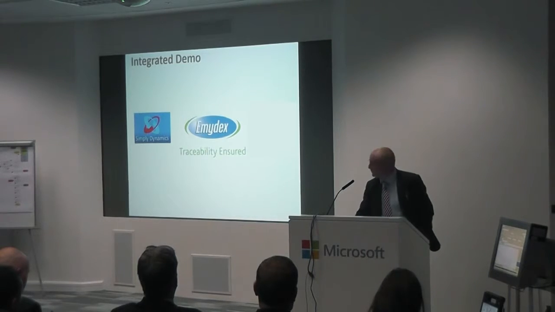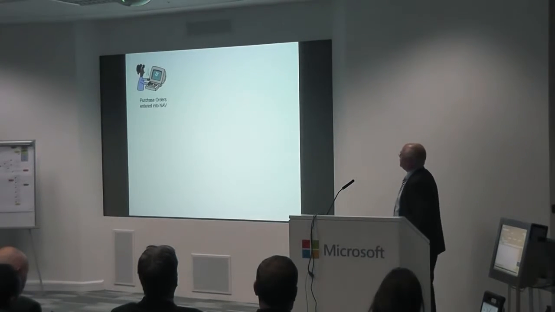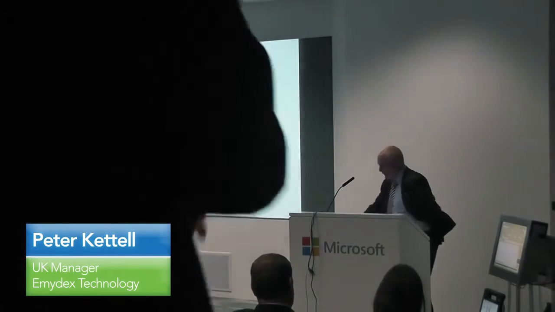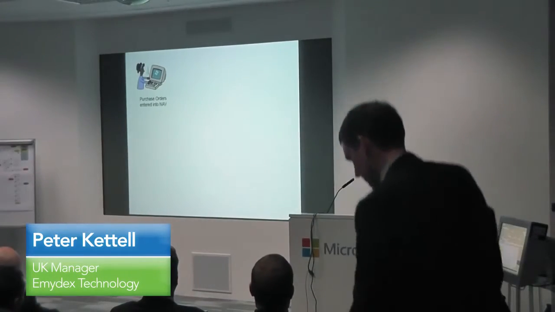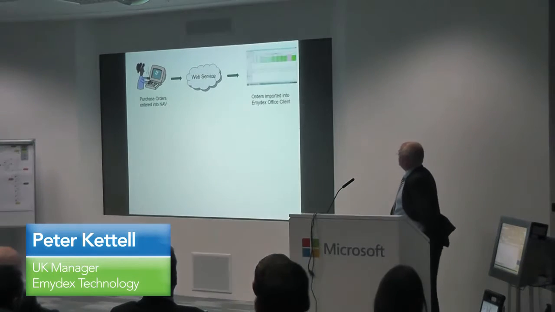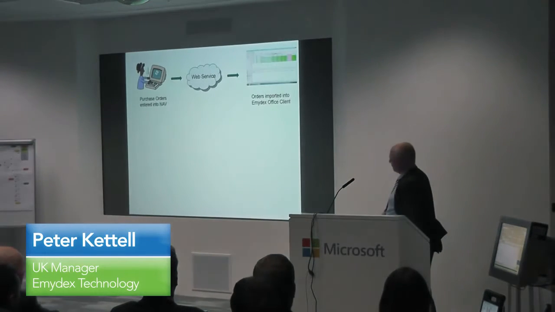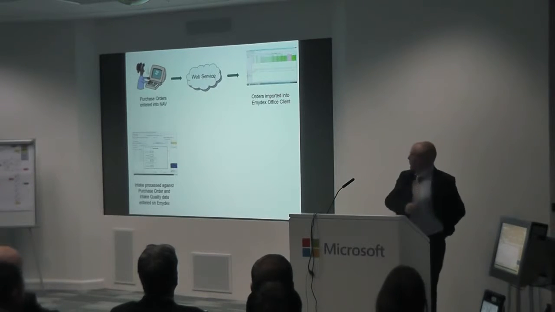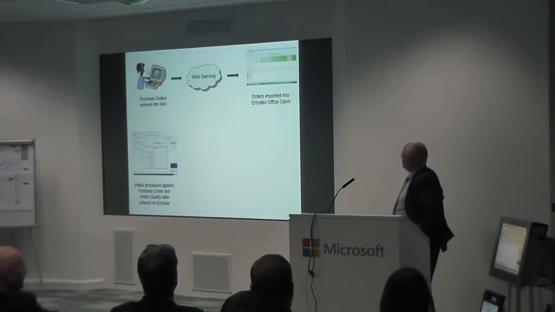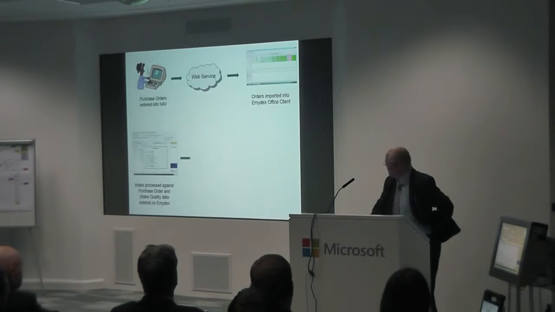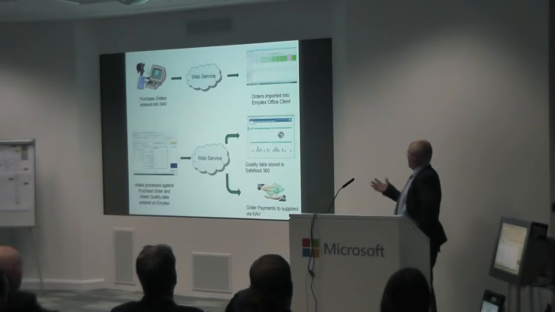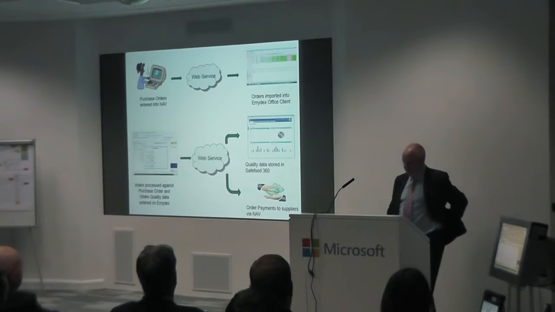So very briefly, we're going to show purchase orders being entered into NAV. They're going to feed through web services into the Emydex Office client. From within Emydex, we're then going to process them on the shop floor, capture some quality information, send that back off to SafeFood 360, and also the information will be sent back into NAV so they can pay for the purchases.